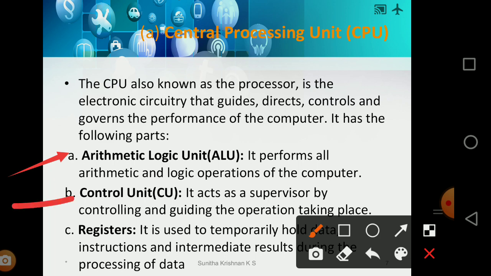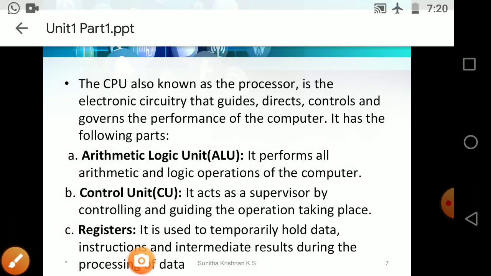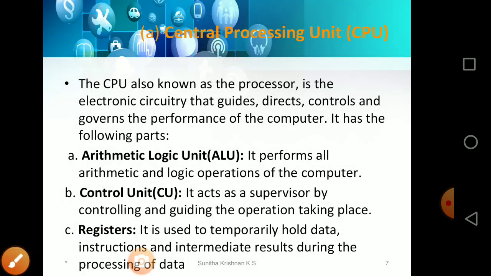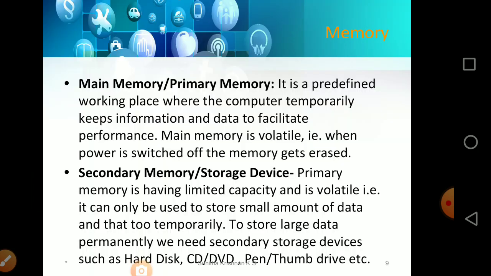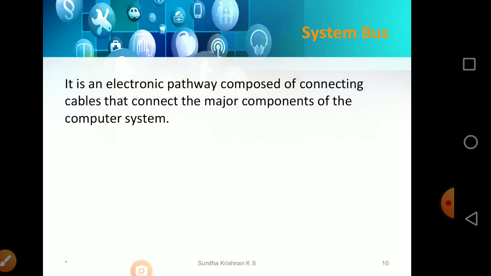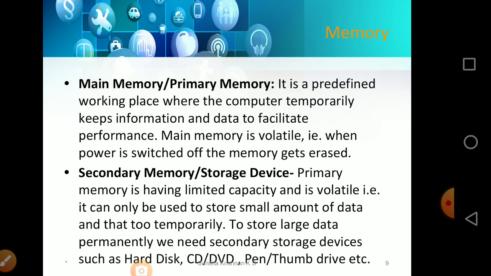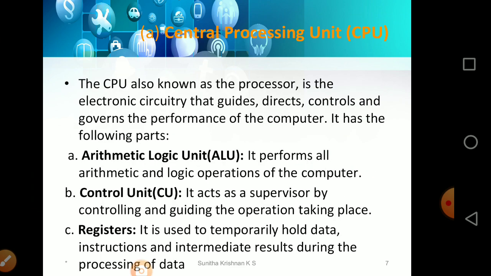Now coming to the registers. Registers are a memory area, a small storage area, where it temporarily stores the data and instructions which are going to be executed. So the registers can be considered as the place where it stores the data as well as instructions temporarily, and from these registers they are taken for execution.